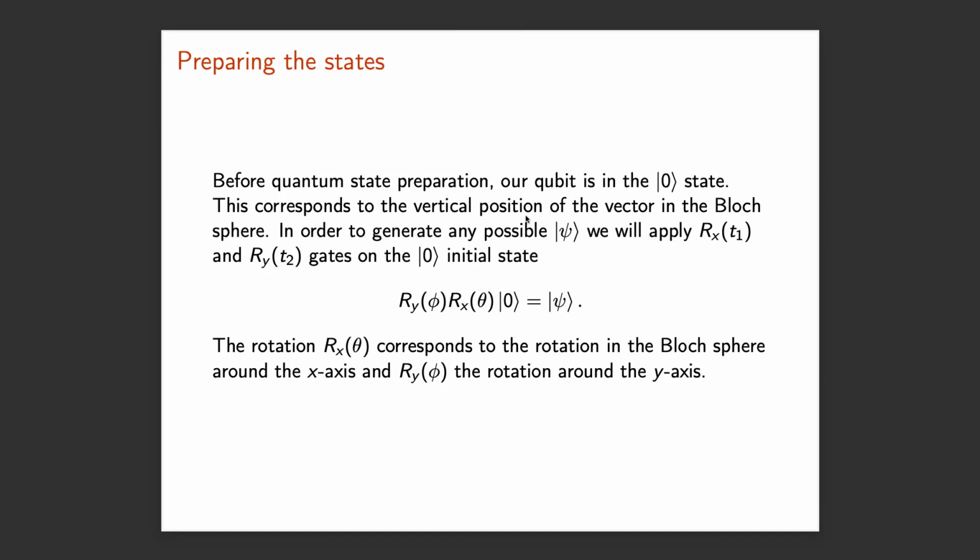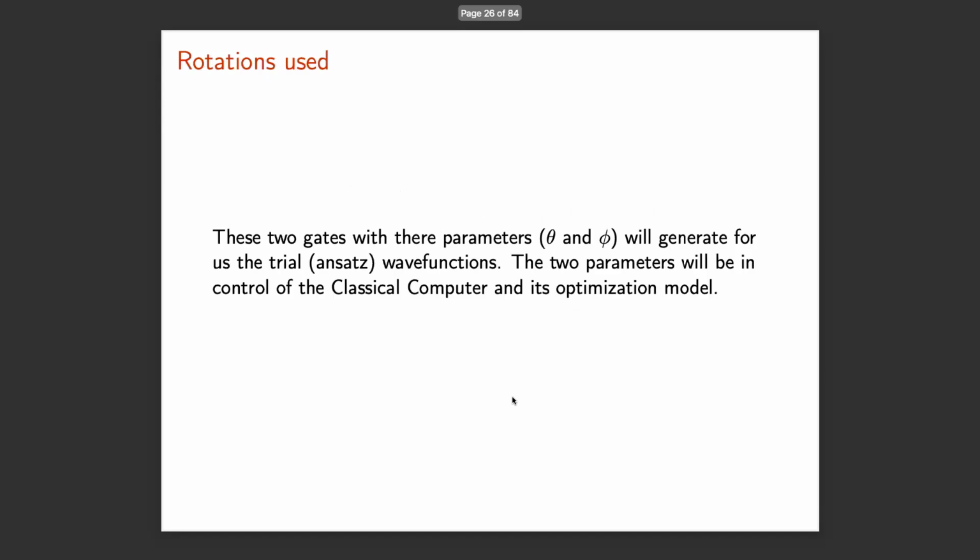So that corresponds to a vertical position of the vector in the Bloch sphere. And then you can rotate it by Rx and Ry, and then you would get a new state phi here. The rotations correspond to rotations in the Bloch sphere around the x-axis and around the y-axis. And that gives you a general state on the Bloch sphere. Then the gates with parameters, if you have set them up, will generate for us the trial wave function. And the two parameters will be in control of the classical computer on its own.